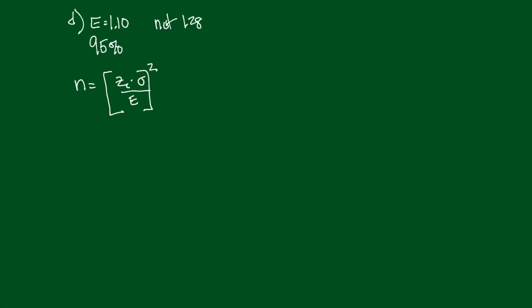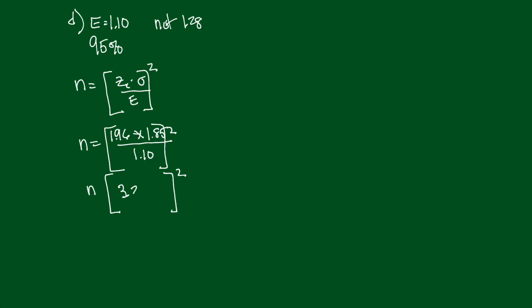So let's substitute our numbers and compute. We'll get n equal to, and don't forget to square this, z sub c, our critical value. We're at 95%, so that's 1.96 times this sigma, which was given, 1.85, but now divided by our new error, 1.10, and then we have to square all this. I'll do it in two parts. I get this number here, 3.296, and then I will square it.